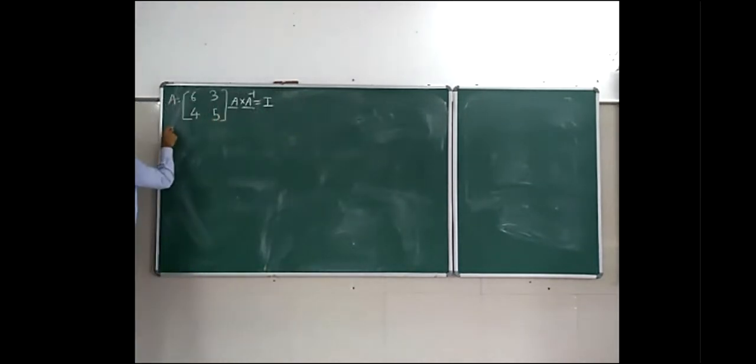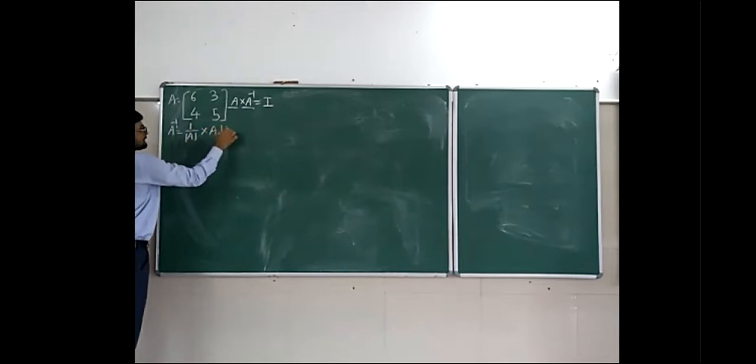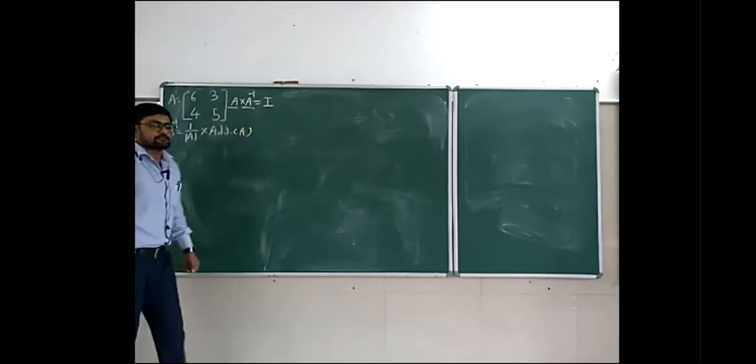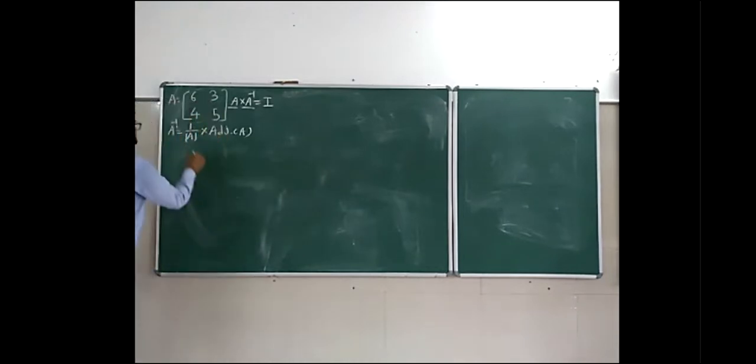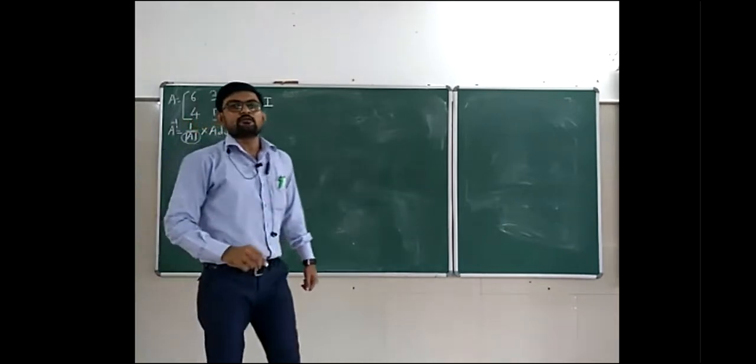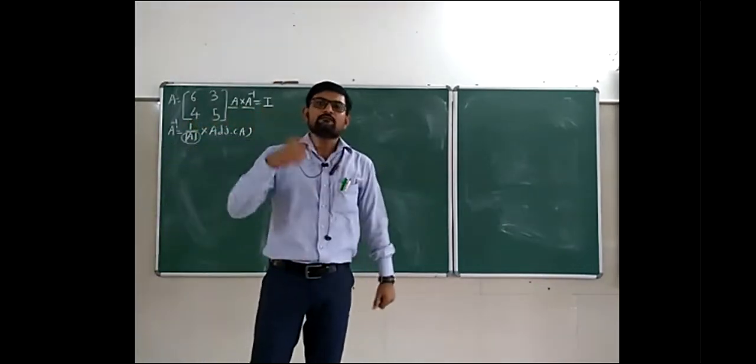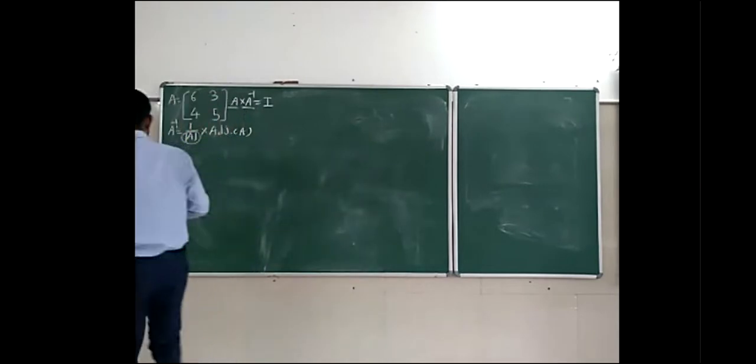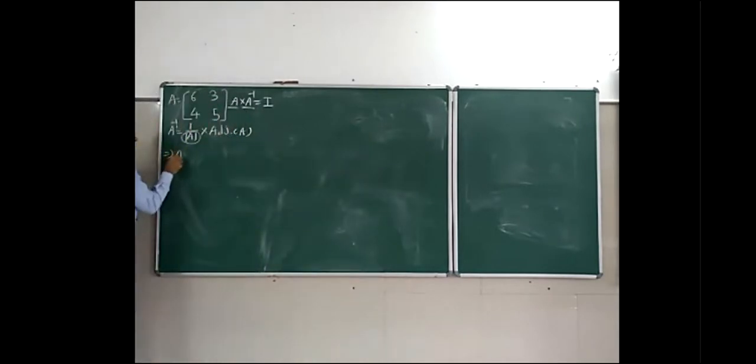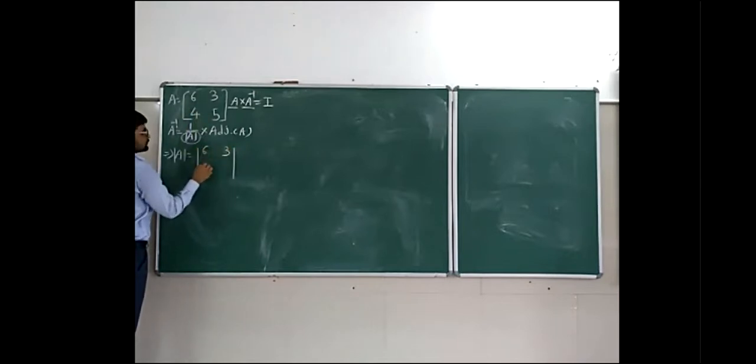So now again, what is the formula of A inverse? A inverse equals 1 upon determinant of A into adjoint of A. This is the formula. Now first we have to find the determinant of A, and if the determinant of A is not 0, then only we can find A inverse. So first we'll find the determinant of A. That means we'll write matrix A inside 2 parallel lines.